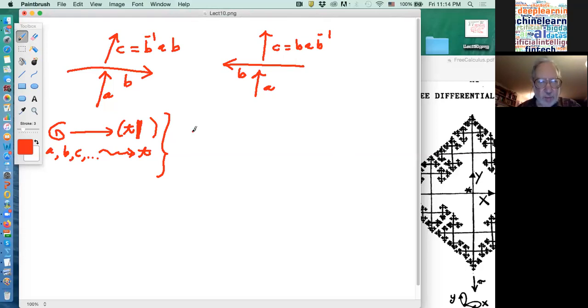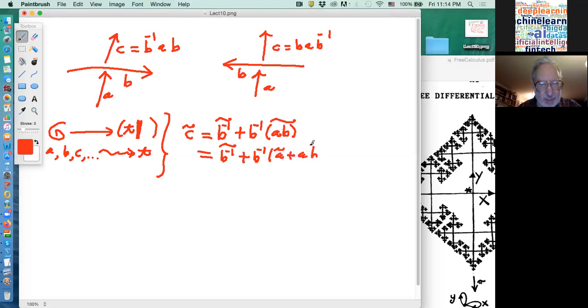And so we're getting C tilde is equal to the lift of, now what about lifting B inverse? Well, there is a B inverse. So there is B inverse tilde plus B inverse times A B tilde, and that's equal to B inverse tilde plus B inverse times A tilde plus A B tilde. But now let's go back to the covering space for a moment.